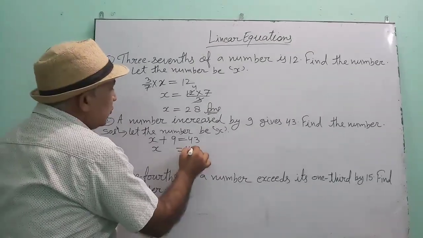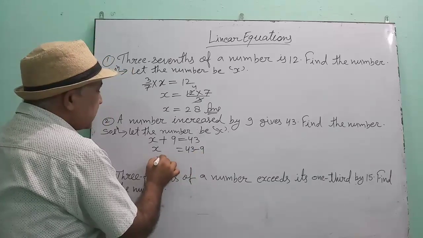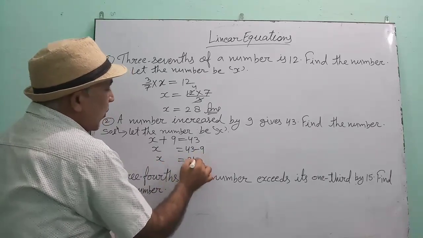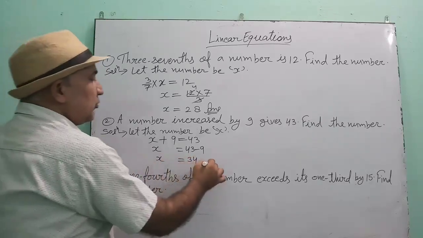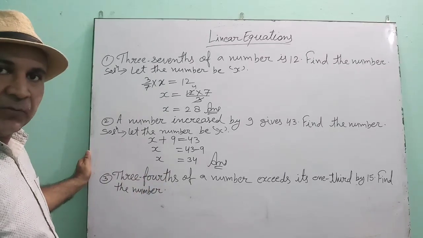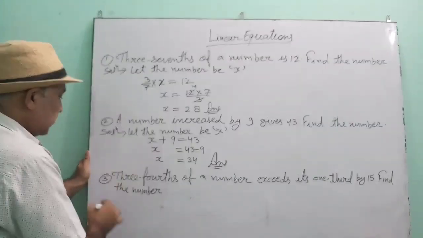x is equal to 43 minus 9, means 34. x is equal to 34. That means the required number is 34. Okay, see the third question.